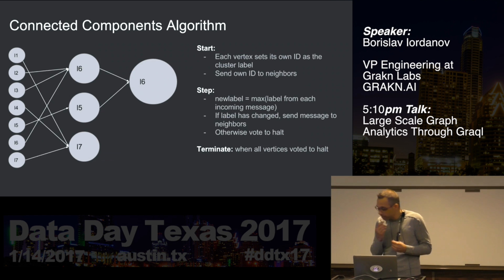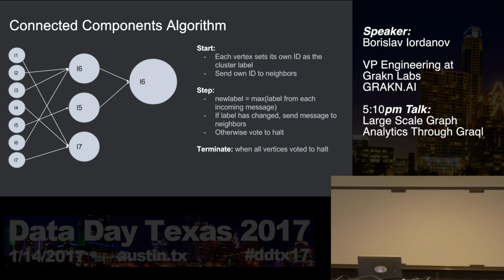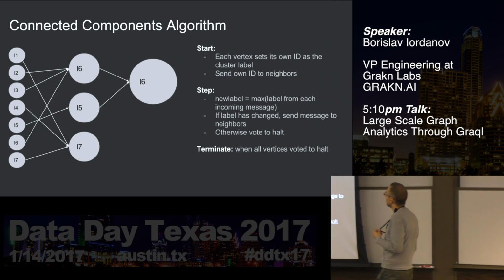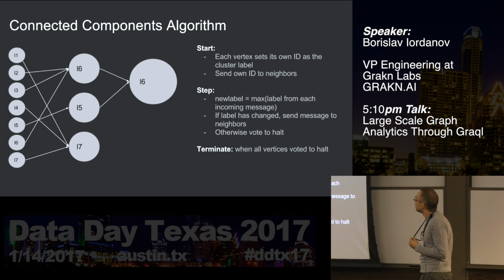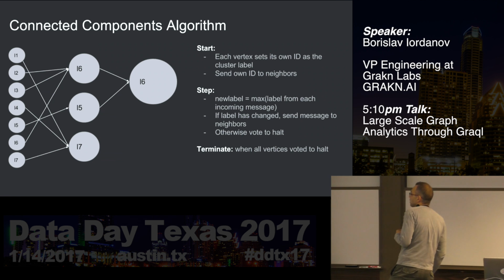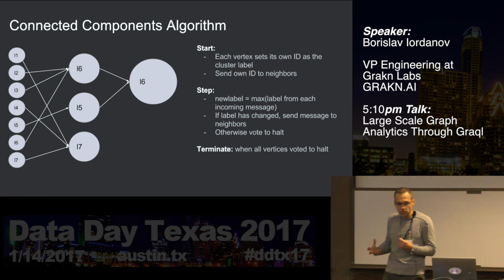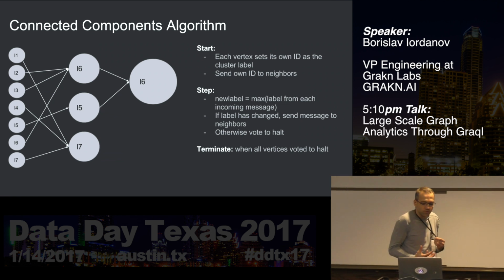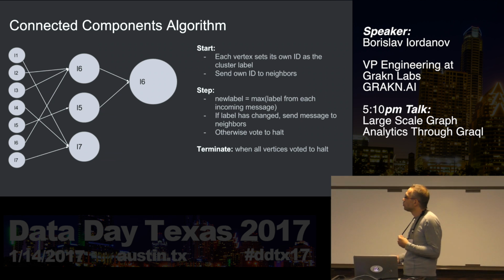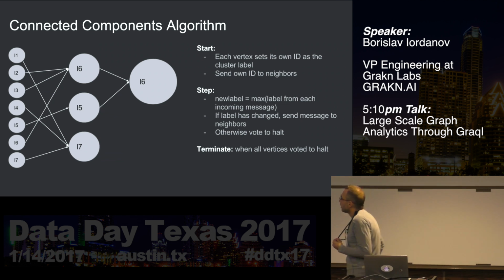So on the right-hand side here, basically you find the start step and the step of each stage, and then the combination condition. When you start, each vertex sets its own ID as the cluster label, because each vertex belongs at least to a cluster containing itself. And then it sends its own ID to all of its neighbors.